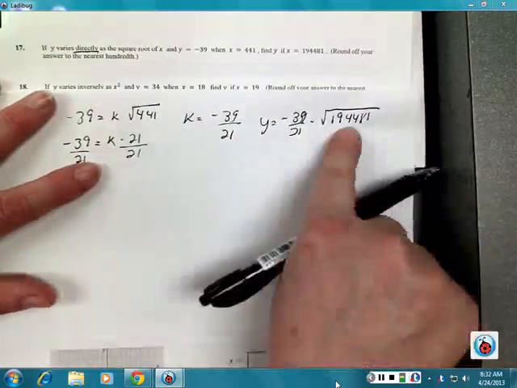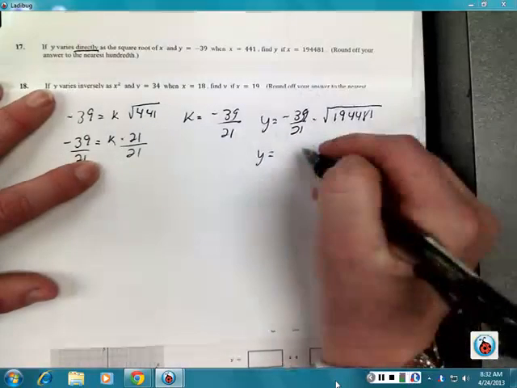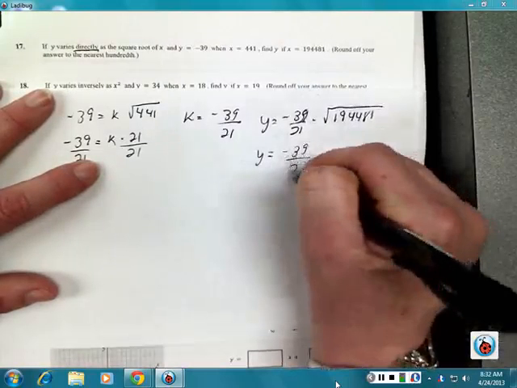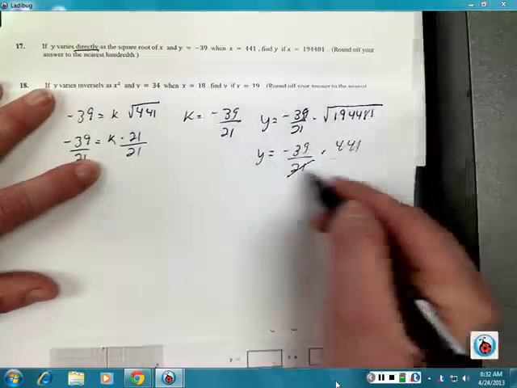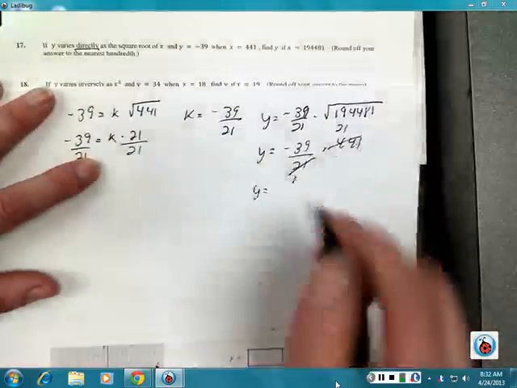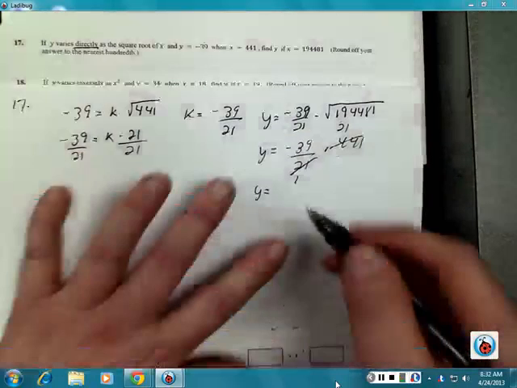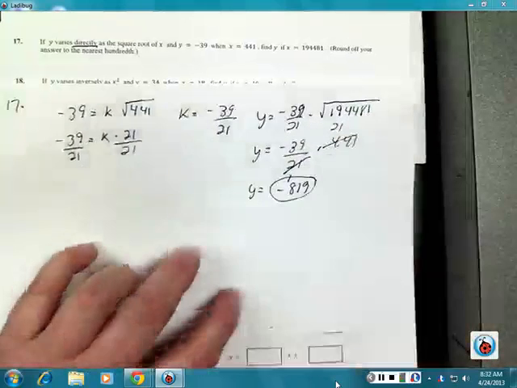So what's the square root of this thing? 141, you said? Oh, 441. Okay. Negative 39 over 21 times 441. Well, we know 21 goes into 441 21 times. So y is going to be equal to a negative 39 times 21? Yep. So that is what my new y happens to be.